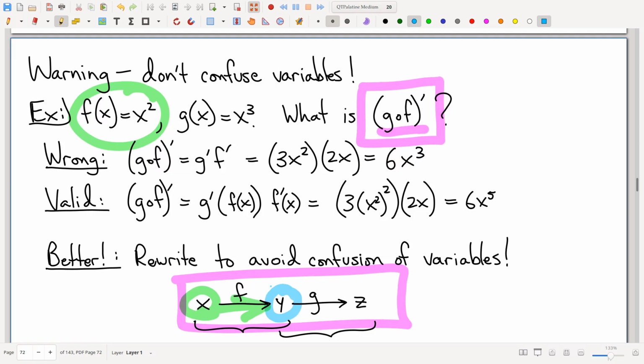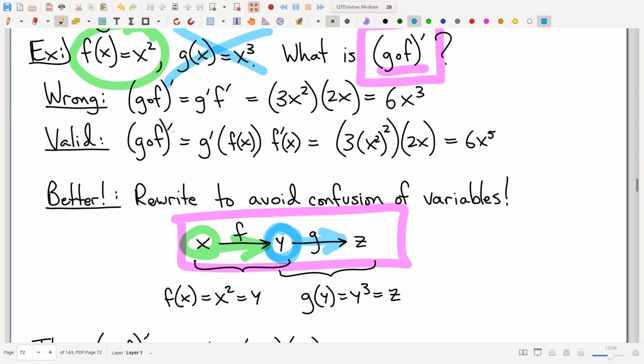And if, when you're composing, the output from f needs to be the input to g, that means that you need to reconceive of g not as a function of x anymore. You need to reconceive of g as a function of y. Now, it's the same function. G is still the cubing function. It's the function that says, hey, whatever you give me, I'm going to cube it. Same function. I'm just writing it in terms of a different dummy variable. Everybody see that?